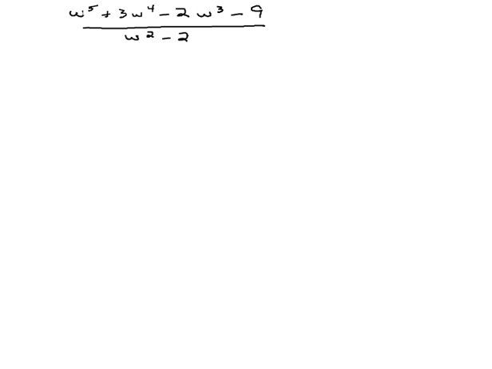There's something different about this one because both the numerator and the denominator are missing terms. In the numerator we have a fifth power term, a fourth power term, a third power term. We do not have a squared term. We don't have a w to the first power term. In the denominator, the same thing is going on. We have a w squared term. We don't have a w term. We have a constant term.